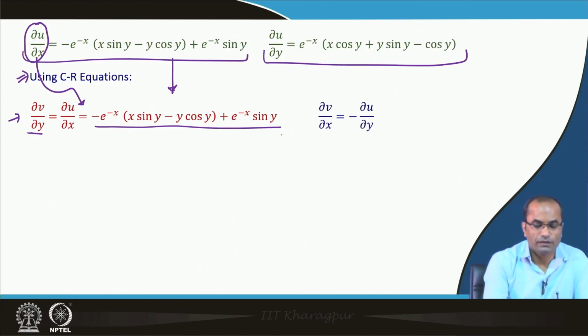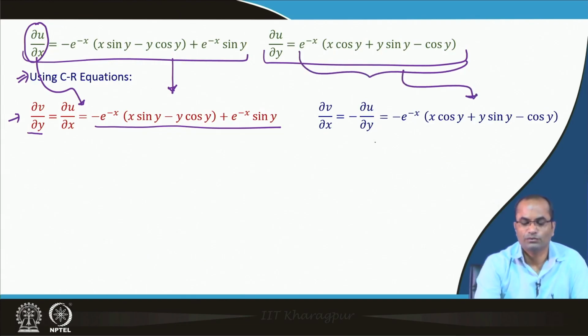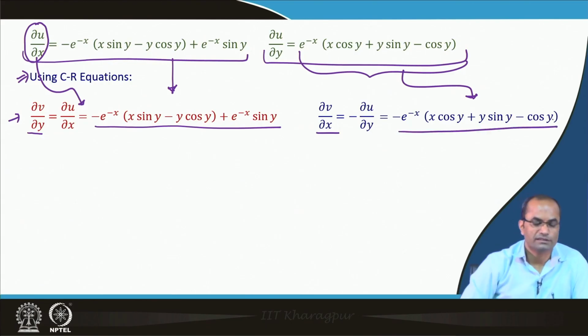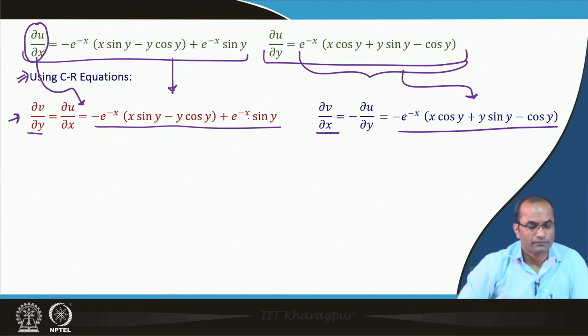Before we go there, we will use the other CR equation as well, which says del v over del x is equal to minus del u over del y. Here del u over del y we have already, which can be just used here. So, we have del v over del x given as this expression. Now coming back to the first one again, del v over del y is given with this equation.